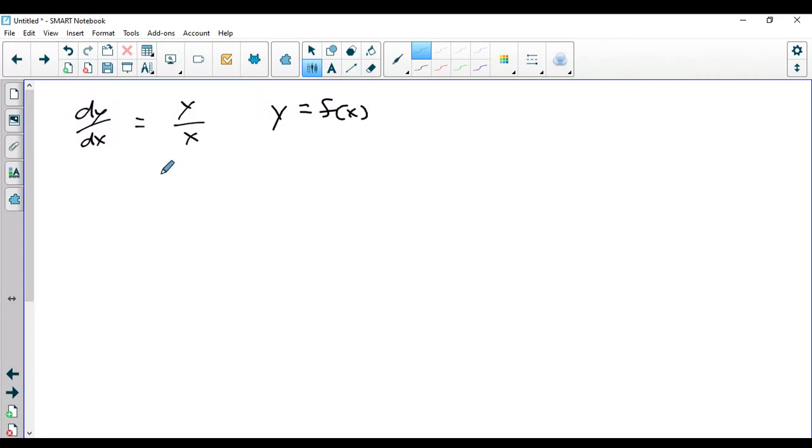In order to do that, we use the only technique that you're ever going to be taught or need to know in this class, which is separation of variables. So you have to get your y's on one side and your x's on the other. So how am I going to do that? Remember, these things dictate what goes where. So your dy here is in the numerator. That means all your y's have to go to the left side.